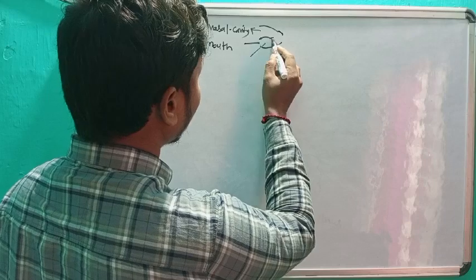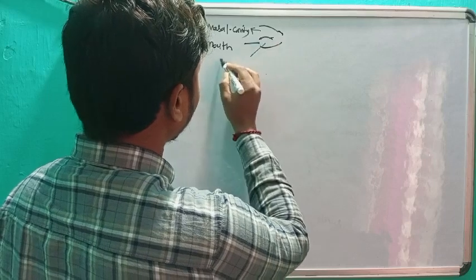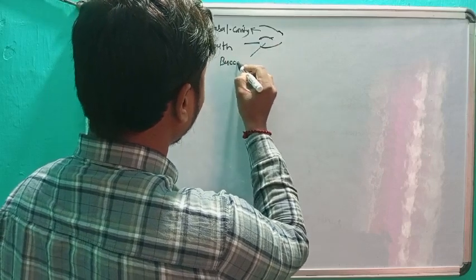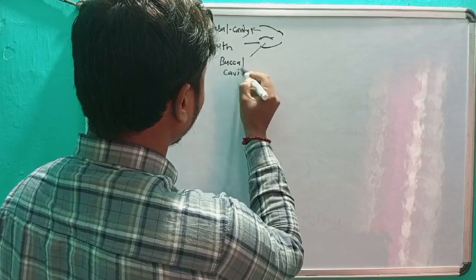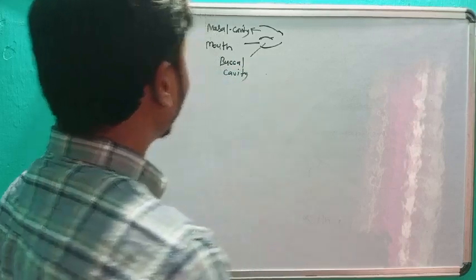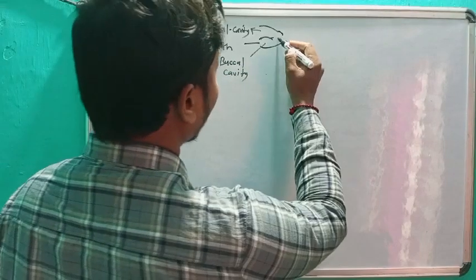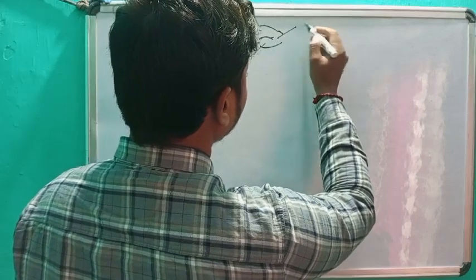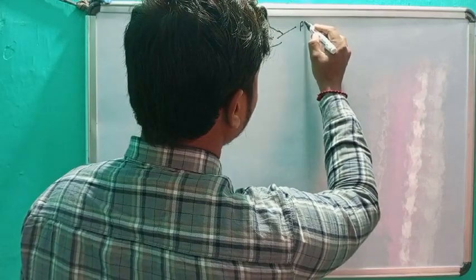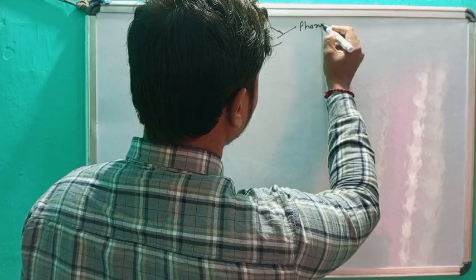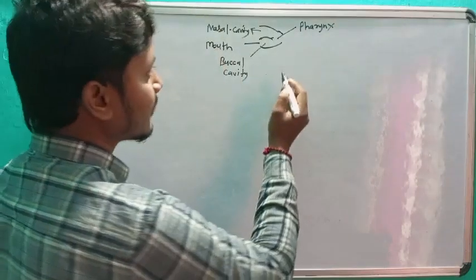This mouth cavity is known as the buccal cavity. The buccal cavity and nasal cavity are commonly open in this area. This area is called the pharynx.